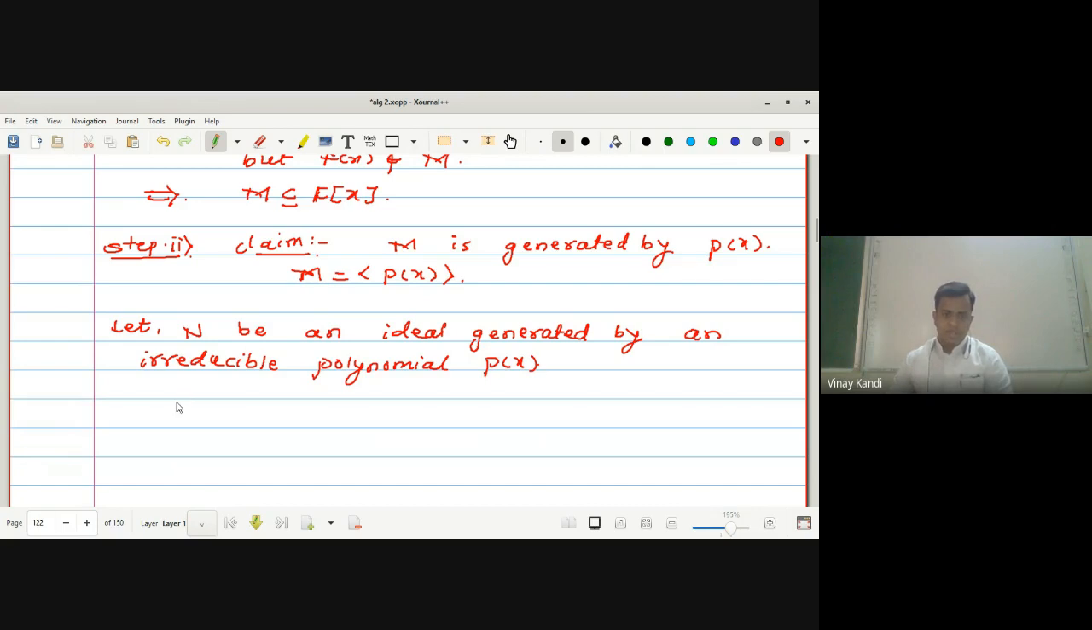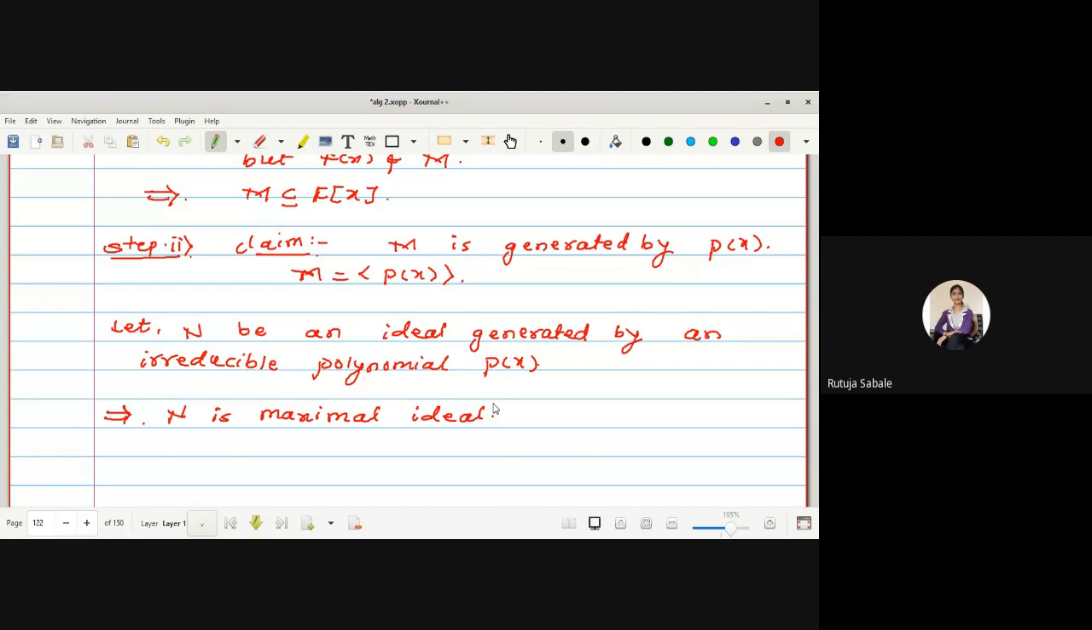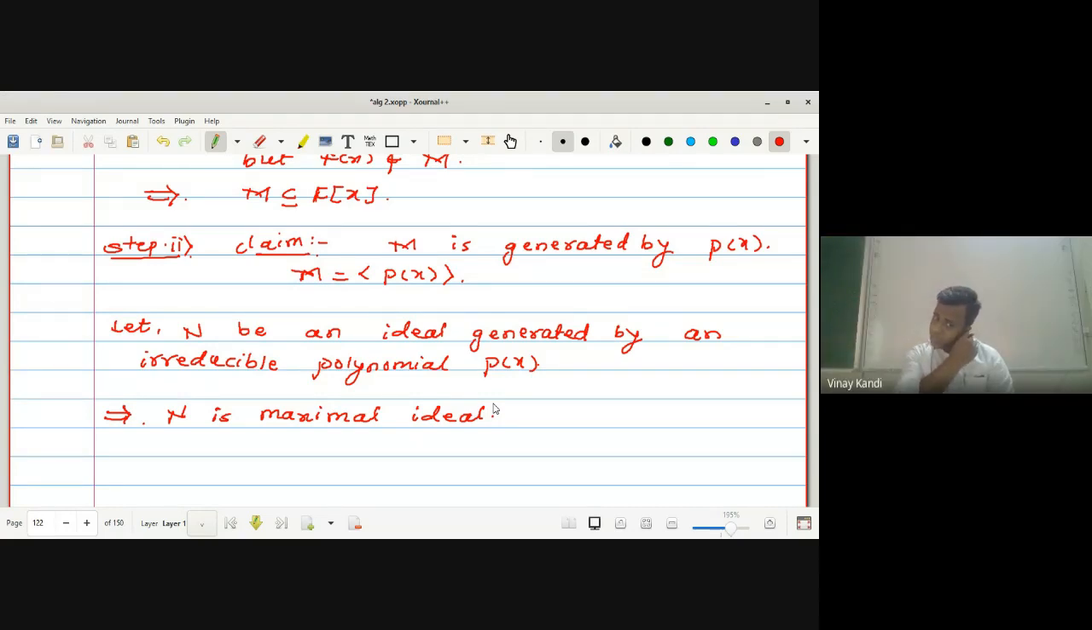Okay, what is an ideal generated by an irreducible polynomial like? If N is the ideal generated by an irreducible polynomial, then N is a maximal ideal. Is it correct? Yes, sir. We took this theorem last semester: an ideal generated by an irreducible polynomial is a maximal ideal. Okay, don't forget the previous material. Then it implies N is the maximal ideal.